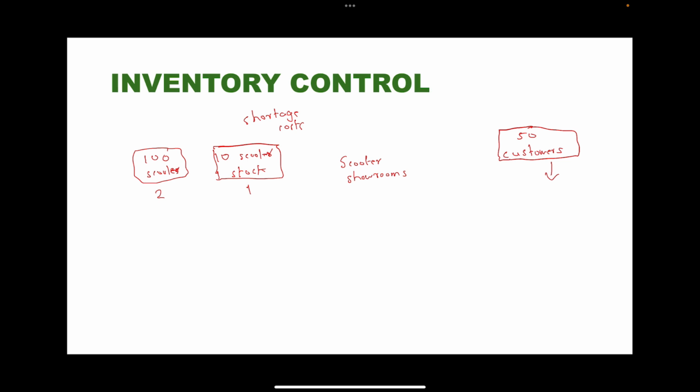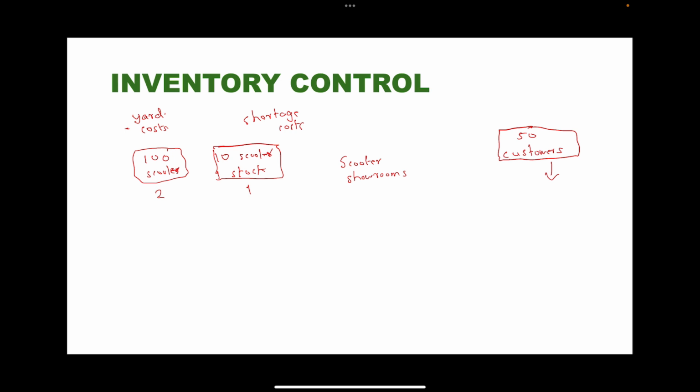But in the second scenario, let us see that you are holding 100 scooters. That means you need a yard to park all these scooters. And for this yard, you need to pay money. You need to rent a yard or purchase a place and construct a warehouse for storing this. That incurs cost. So that means it is not advisable to keep a low stock as well as a large stock.